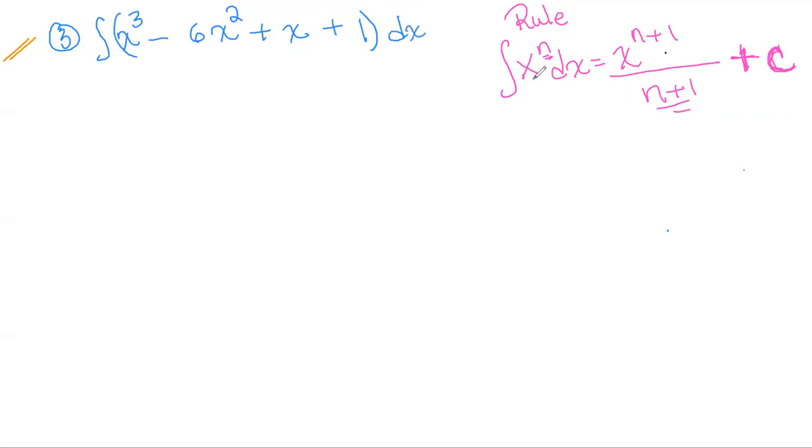So the antiderivative of x to the nth power with respect to x is equal to x to the n plus 1 over n plus 1, plus c. So just kind of memorize how to do it. So we'll do this first one: the integral of x to the third.